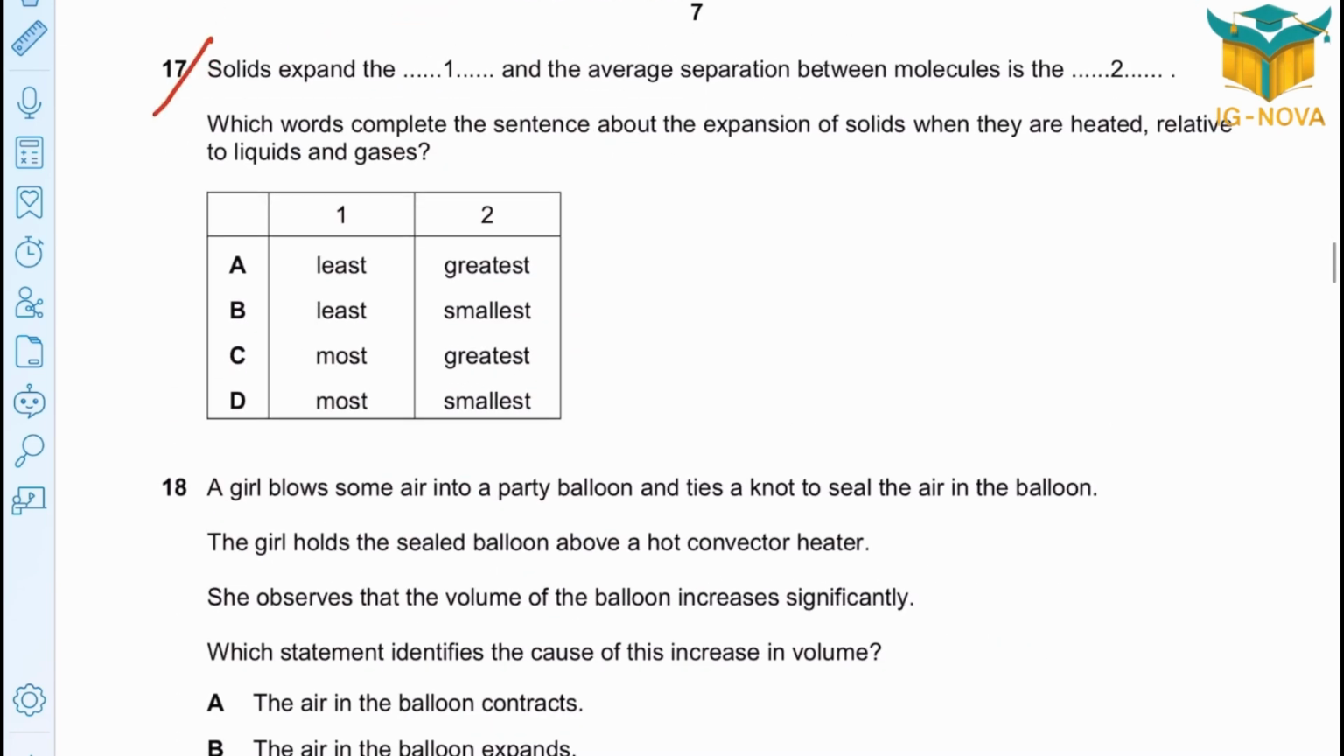Question 17. Solid expands the least or most. The average separation between molecules must be expanding the least. Which word completes the sentence about the expansion of solids when they are heated, relative to liquids and gases? Compared to liquids and gases, solids expand the least, and the separation distance between molecules will be smallest. So the right option is B.